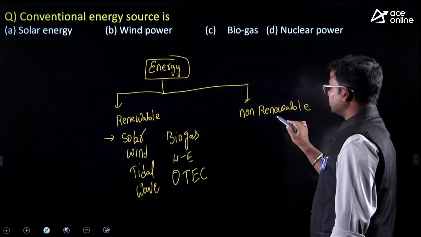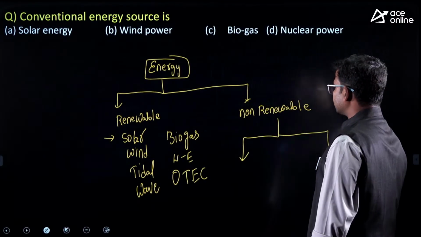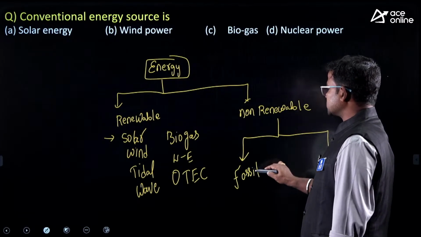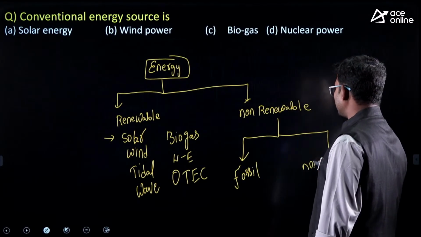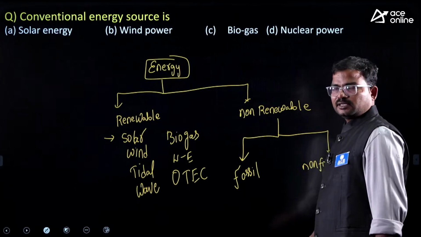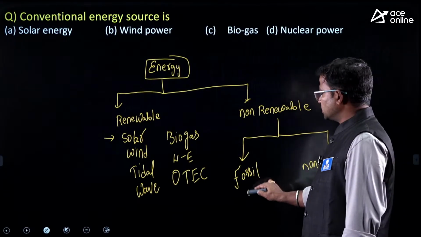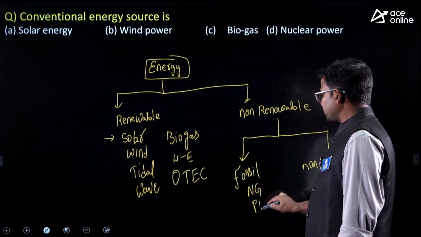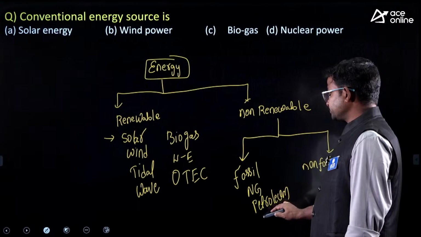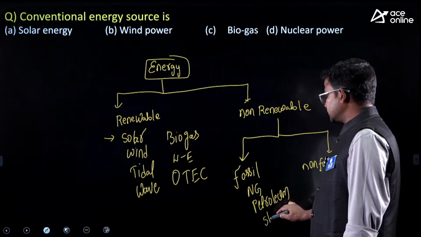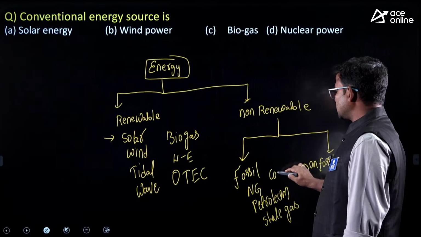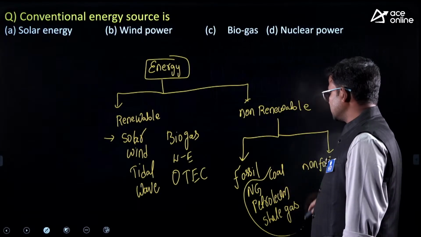What about non-renewable? Again, these non-renewable are classified into two types. One is fossil fuels. Second one is non-fossil fuels. Fossil fuels means petroleum, natural gas, next one shale gas and coal. These are all considered as fossil fuels.